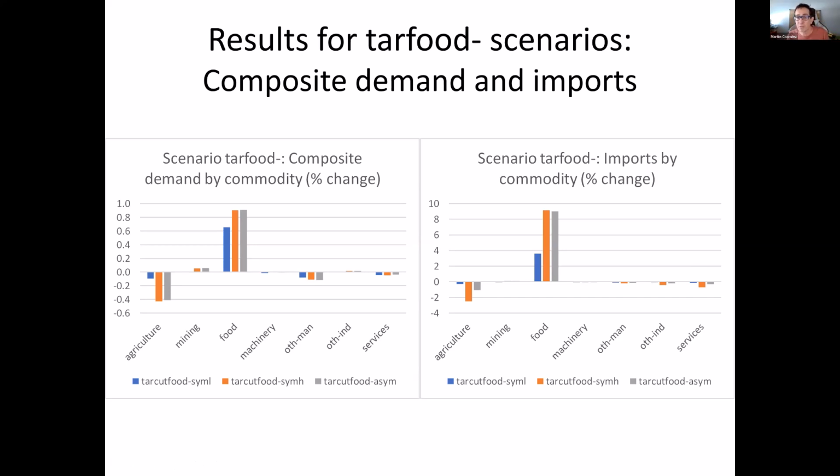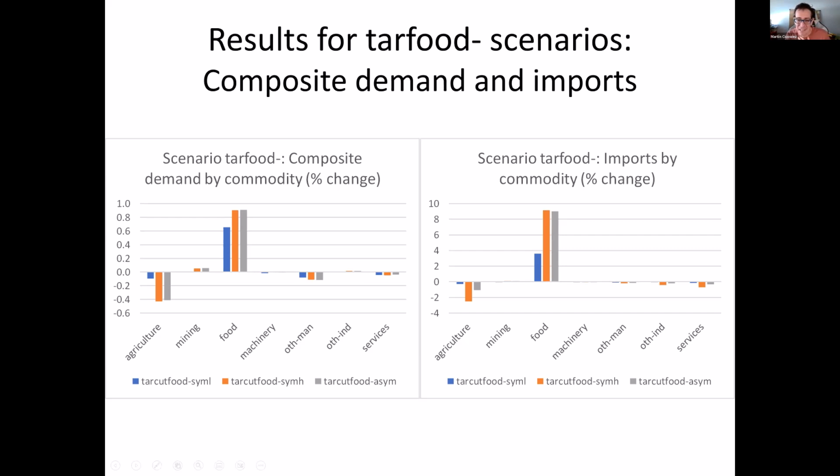Okay? So on the one hand, we have an increase in food imports that is similar to the symmetric case. But then for the other sectors, the decrease in imports is smaller for the asymmetric case when we compare to the symmetric case with high elasticities. And that explains the overall results that imports increase more when we use the asymmetric treatment relative to the case in which we use the symmetric treatment with high elasticities. And I hope this is clear enough.